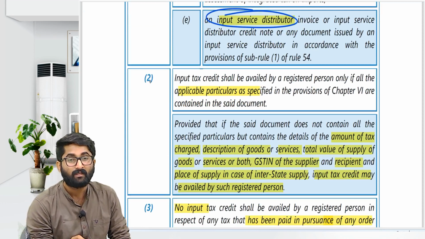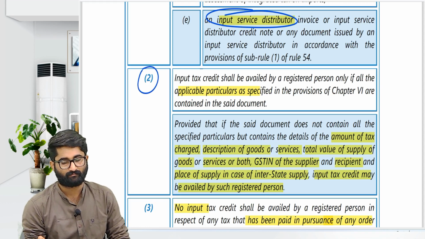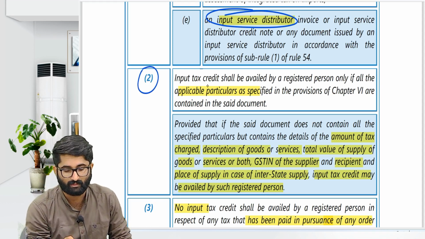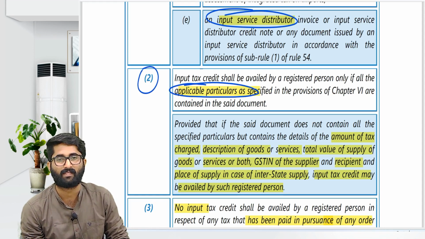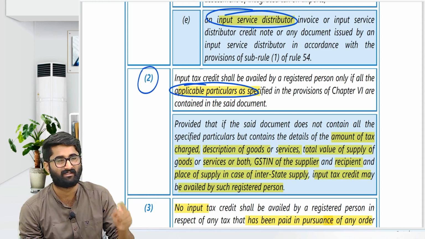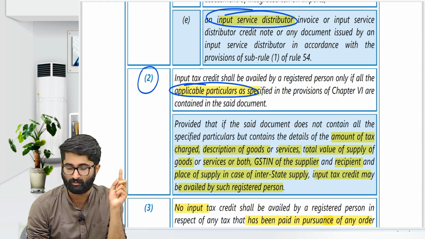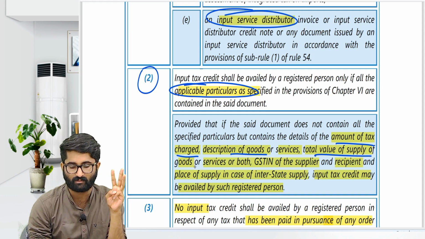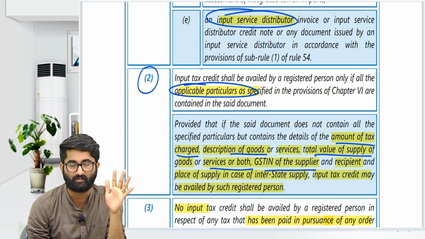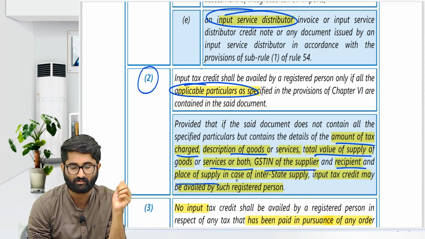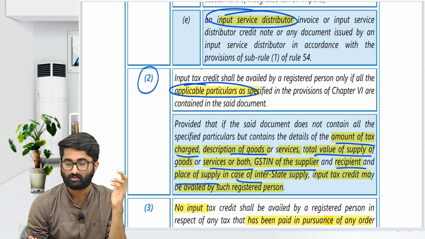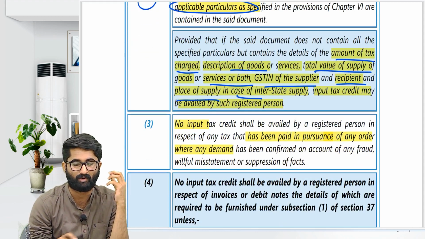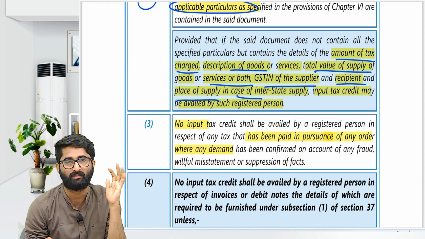And rule number 36(2) says that where the registered person's documents contain all the applicable particulars as may be specified. What if all the contents are not there? At least what contents should be there? Amount of tax charged, description of the goods or services, total value of the supply of goods, services, or both, GSTIN of the supplier and recipient, and the place of supply in case of interstate supply. So at least these important particulars should be there.